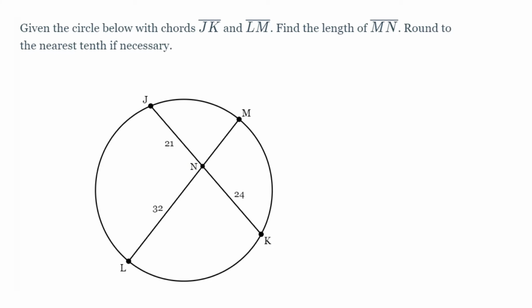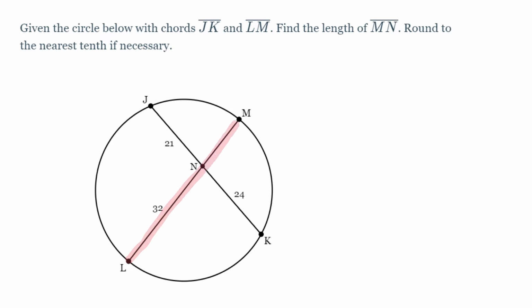So this is the first example we see. It says, given the circle below, chord JK and LM, find the length of MN and then round to the nearest tenths. So here's the formula that we have on this. Anytime we have segments that are crossing inside, these are chords that intersect inside of the circle, and this is the formula we're going to use.